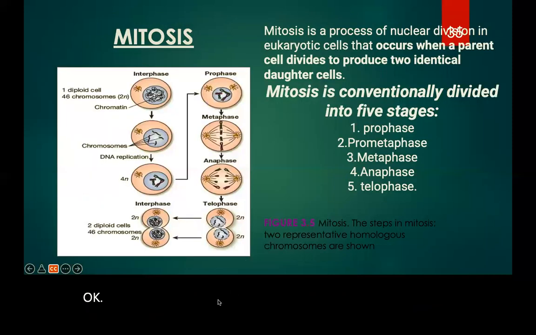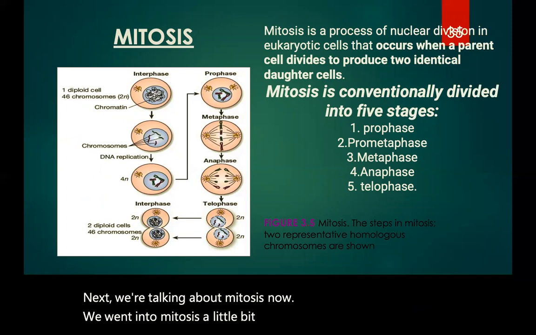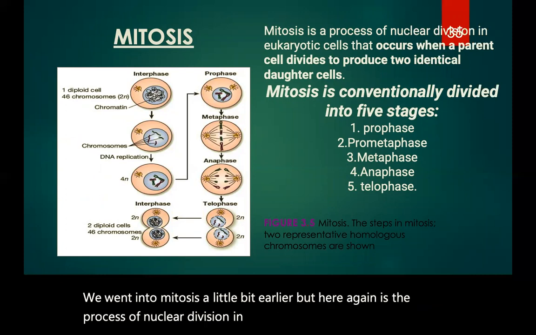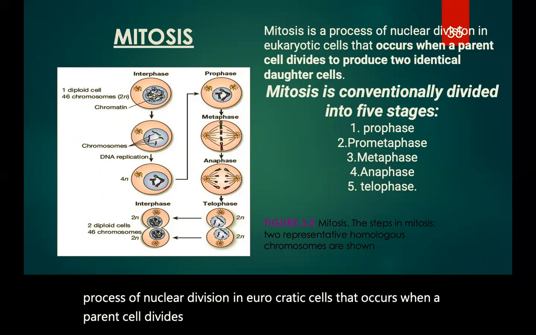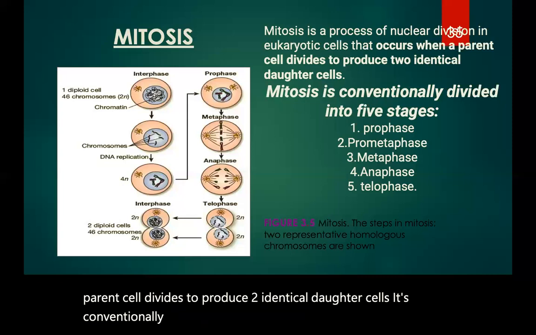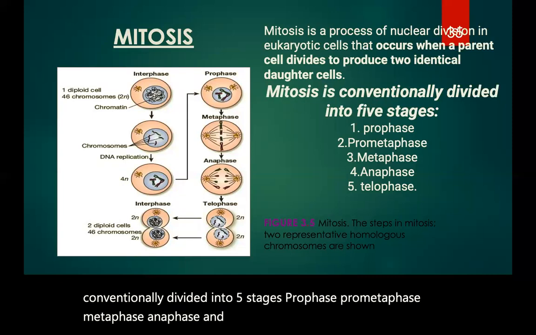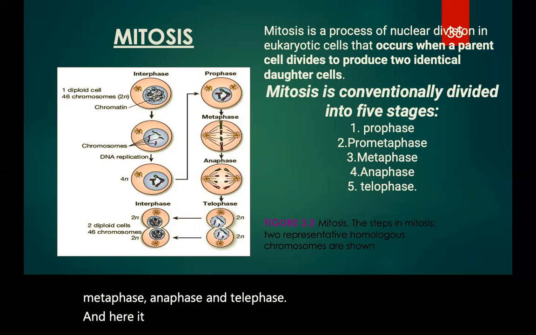Good. Next, we're talking about mitosis. We went into mitosis a little bit earlier, but here again is the process of nuclear division in eukaryotic cells that occurs when a parent cell divides to produce two identical daughter cells. It's conventionally divided into 5 stages: prophase, prometaphase, metaphase, anaphase, and telophase. And here it is showing interphase, prophase, all of your different phases.